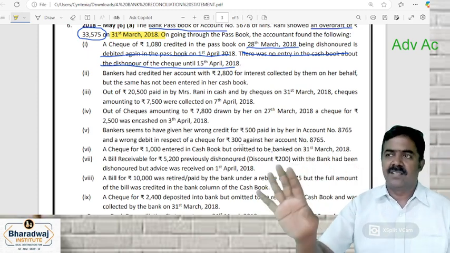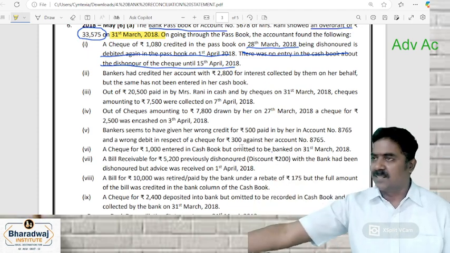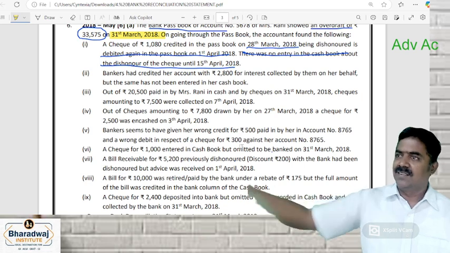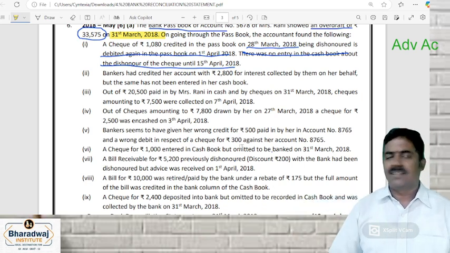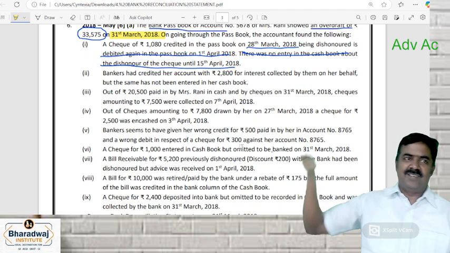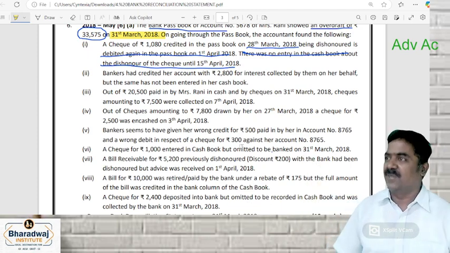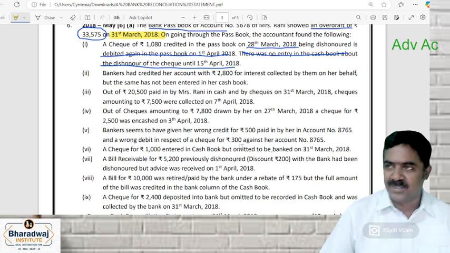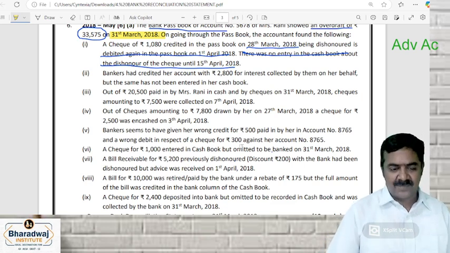Listen, as on 31st March, the customer has deposited, the customer has added, we have also added. Yes, no reconciliation required. We are not doing reconciliation on 1st April. We are doing reconciliation on what date? 31st March. So no reconciliation required.